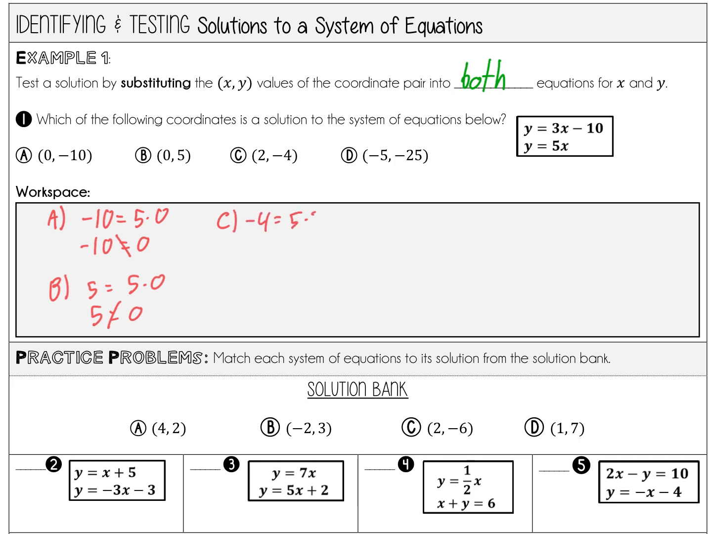Since 5 times 2 is 10, this is also false. The answer has to be D, but let's check. Negative 25 is equal to 5 times negative 5, and negative 5 times 5 is just negative 25, which gives us a true statement.